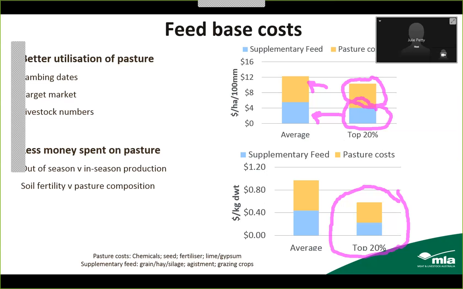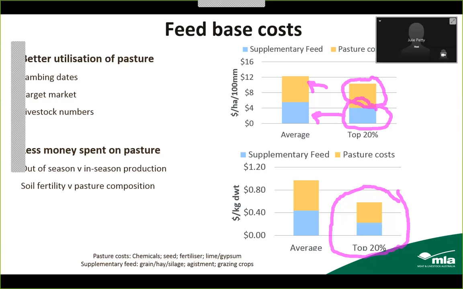So you can do that through production systems that utilise pasture grown more efficiently and a lower reliance on supplementary feed because you're matching the seasonal production of the pasture growth curve with what's happening in your own production system from a livestock requirements perspective. Per kilogram of meat produced, this expenditure is actually less, which this demonstrates, and that just reflects the productivity of the systems that are implemented by this top 20% group here.